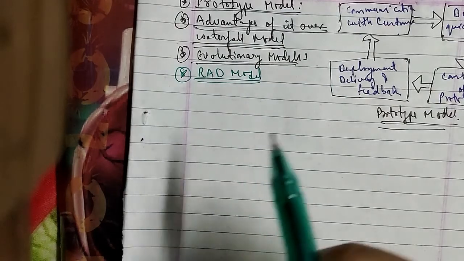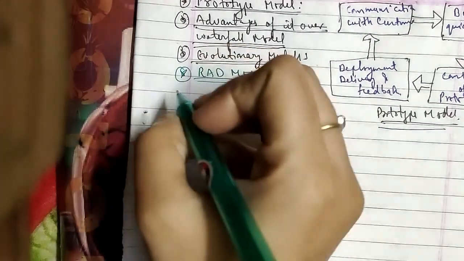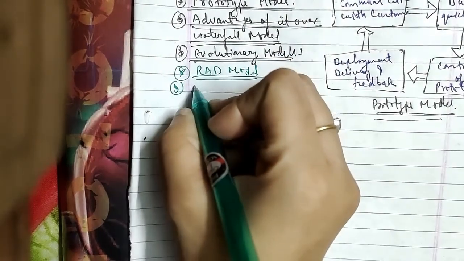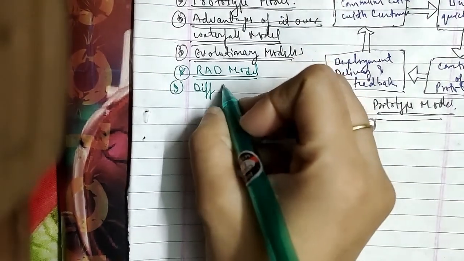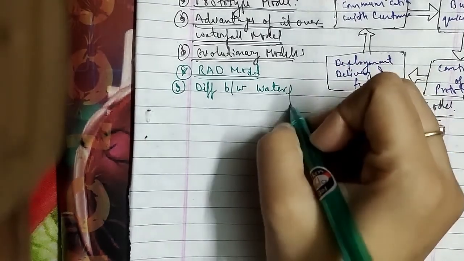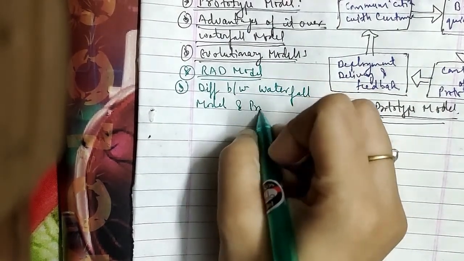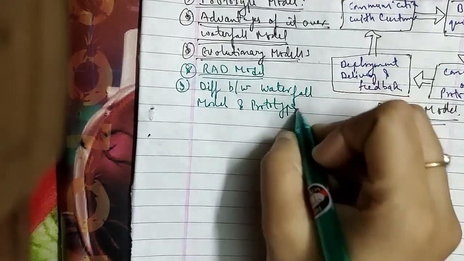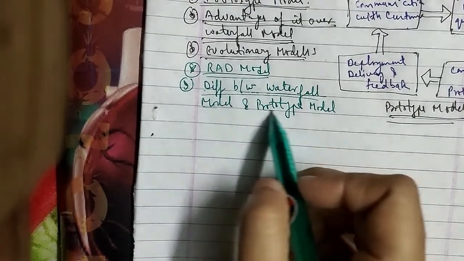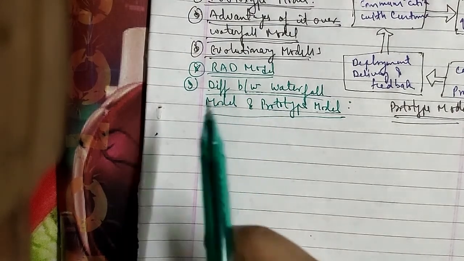Now we will discuss the comparisons among the various models. The first comparison that we deal with is to differentiate between the waterfall model and the prototype model. So differentiate between the waterfall model and the prototype model that we have to discuss here. This has been asked three times in the examination paper for 5 marks.